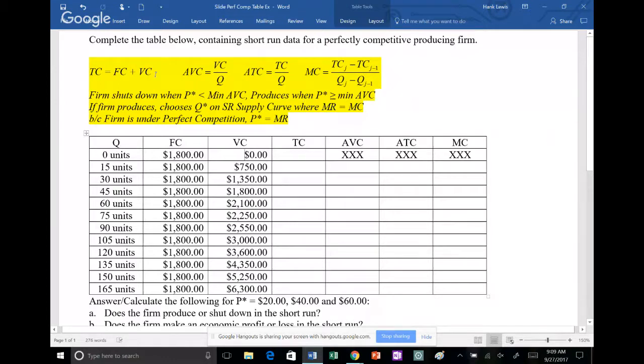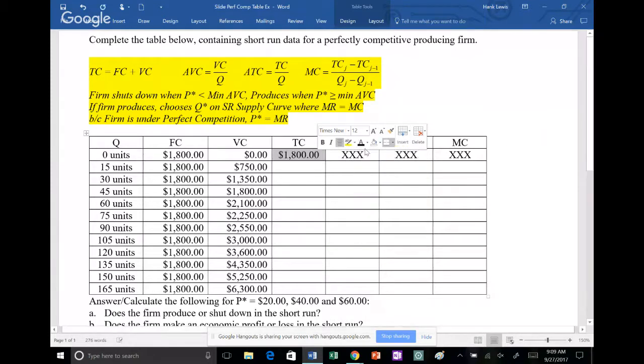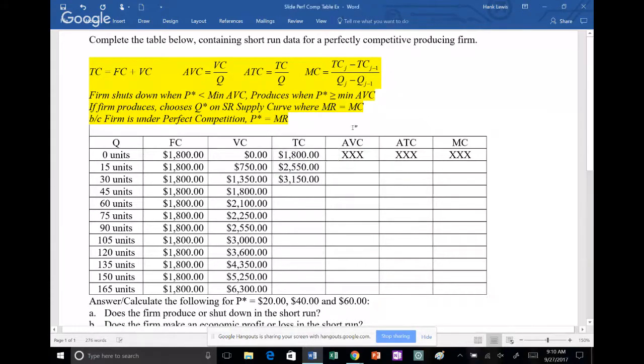Now, the first couple of rows, I should say, for total cost are very easy. Take column 2, add column 3, or in other words, add $1,800 to all the variable cost entries. So $1,800 plus $0 is equal to $1,800 and 0 cents. $1,800 plus $750 is equal to $2,550 and 0 cents. And $1,800 plus $1,350 is equal to $3,150 and 0 cents.